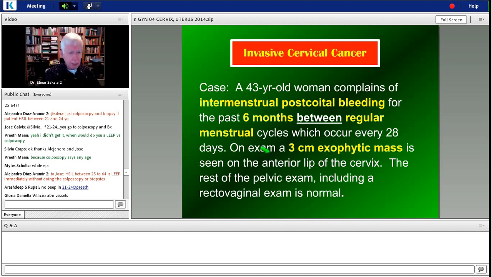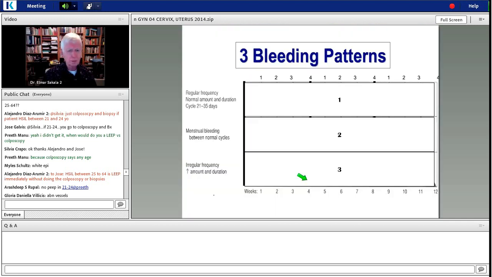Okay, on exam, a 3-centimeter exophytic mass is seen on the anterior lip of the cervix. I'll show you what that looks like. The rest of the pelvic exam, including the rectovaginal exam, is normal. Sure, other than cancer, you're looking normal.